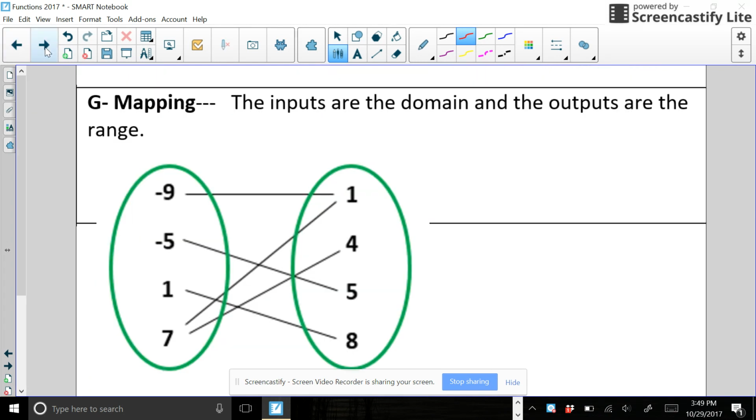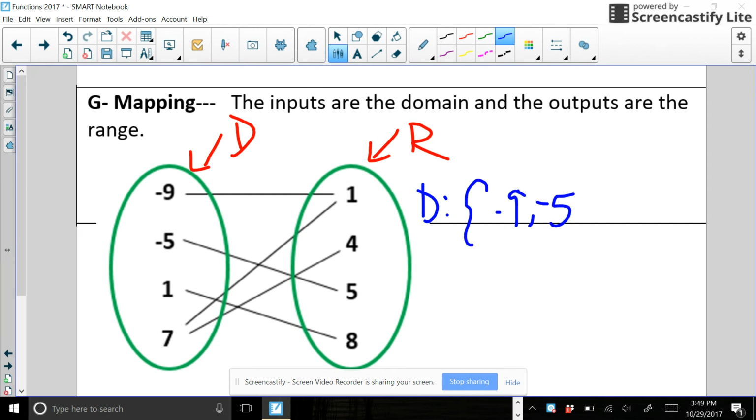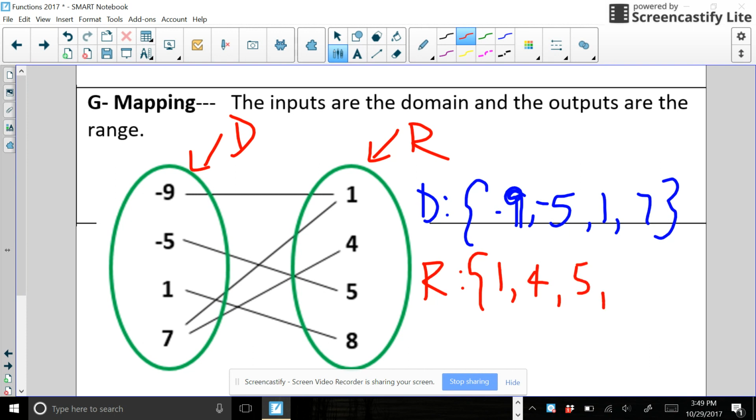Okay, let's go to a mapping. Super easy. The inputs are the domain, so all of these are our domains and all of these are our ranges. Simple as that. So we can just go ahead and list these out. Our domain is going to be the set -9, -5, 9, 1, and 7. And our range is just going to list these: 1, 4, 5, and 8. Simple as that. Easy peasy.